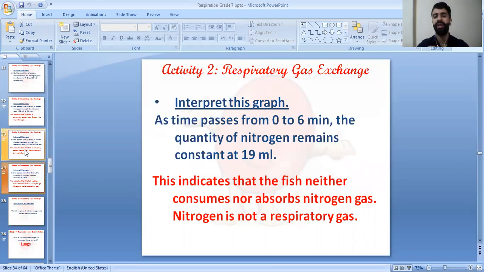While for nitrogen, as time passes from 0 to 6 minutes, the quantity of nitrogen remains the same. It remains constant at 19 milliliter. What does this mean? This indicates that the fish neither consumes nor releases it. So the nitrogen is not absorbed nor released. It remains constant. So nitrogen is not a respiratory gas.